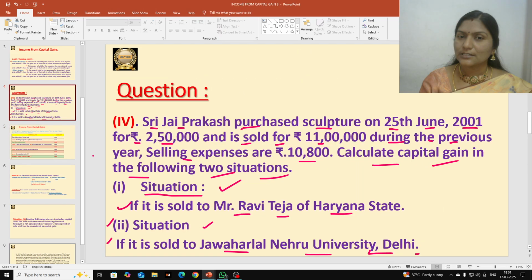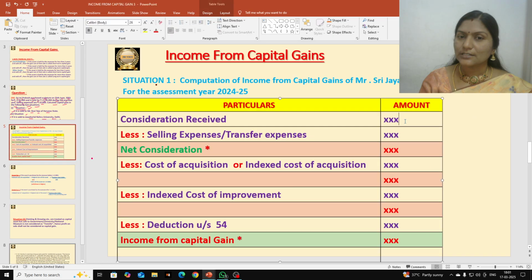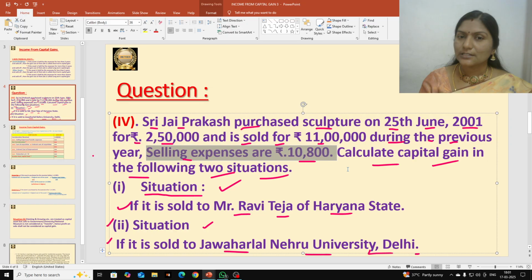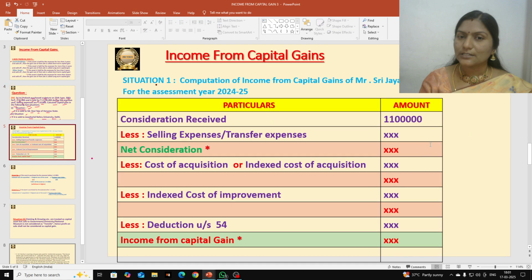Consideration received means the sale price of the asset. So here you see, what is the sale price of the asset? 11 lakhs. So he is selling that sculpture for 11 lakhs rupees. Let us take that in the place of consideration received, 11 lakhs. Hope this is clear. And next we have to deduct selling expenses or transfer expenses from 11 lakhs. They have given in the question the selling expenses, that is 10,800. So we are going to record it here in the format. Selling expenses 10,800.